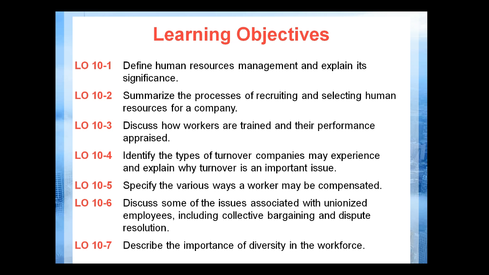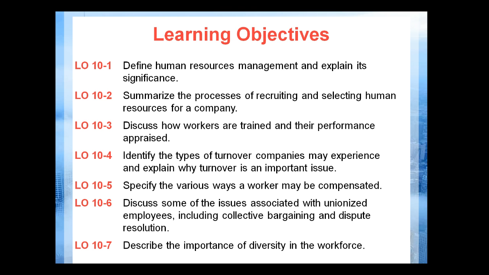The learning objectives for this chapter include defining what human resource management is and explaining its significance. We're going to summarize the process of recruiting, which is a very big part of human resources, and selecting human resources for a company. We're going to discuss how workers are trained and how their performance is appraised. We're going to identify the types of turnover companies may experience and explain why turnover is important, a very important issue, in fact.